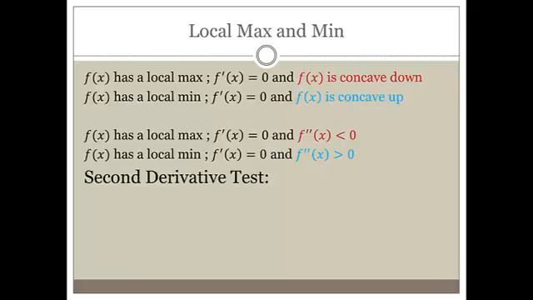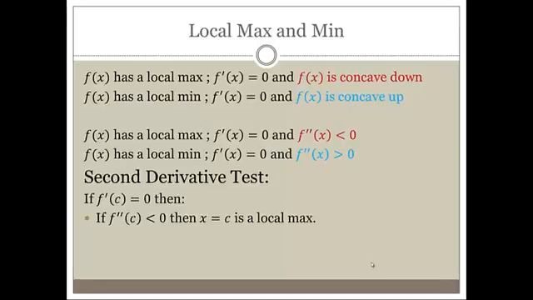The second derivative test says that if f prime of c equals 0, that is, we have a critical point, then x equals c is a local max when the second derivative, f double prime of c, is negative, and x equals c is a local min when the second derivative, f double prime of c, is positive.